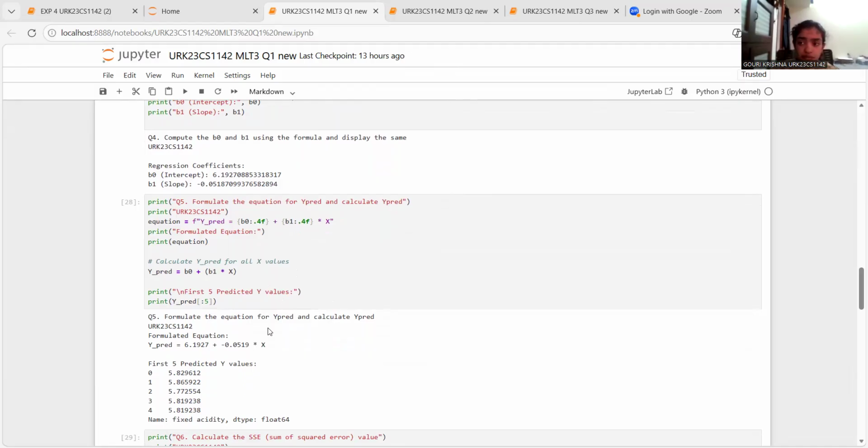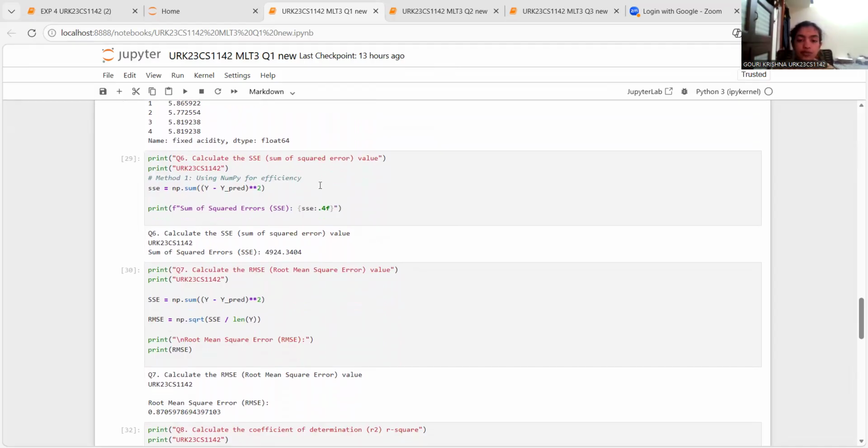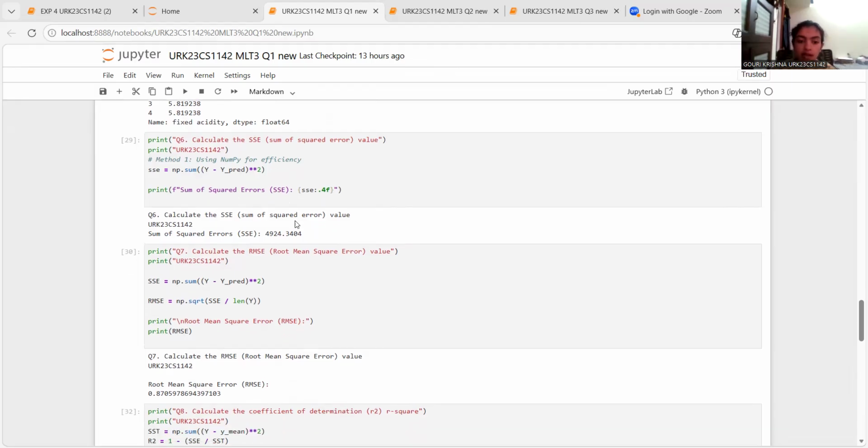And the sixth question is to calculate the sum of squared error. For calculating the sum of squared error, the equation is the sum of y minus y pred the whole square. So here we have given the line SSE equal to np dot sum of y minus y pred the whole square. This measures the prediction error.